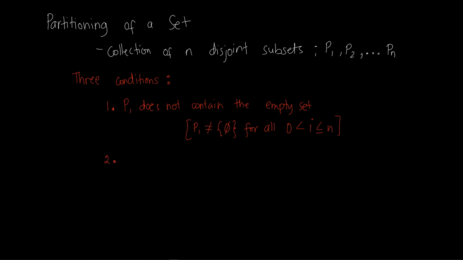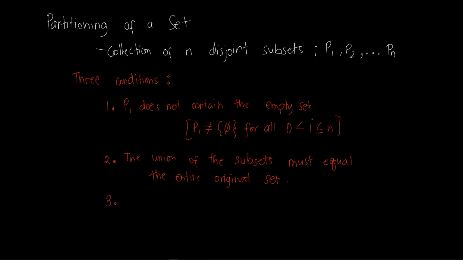Second condition is the union of the subsets must equal the entire original set. If we combine them, the union of all the subsets must return to the original set. That is condition 2.